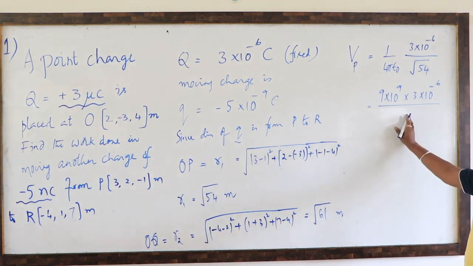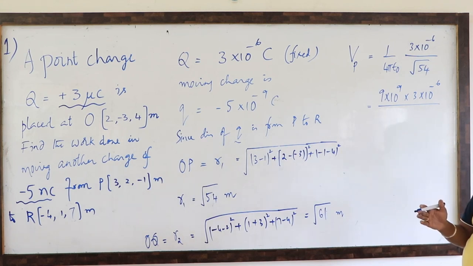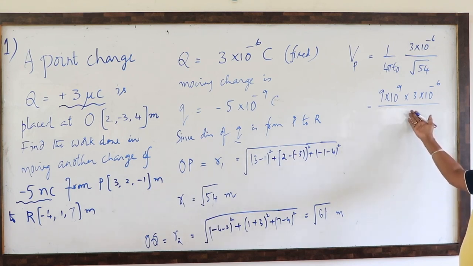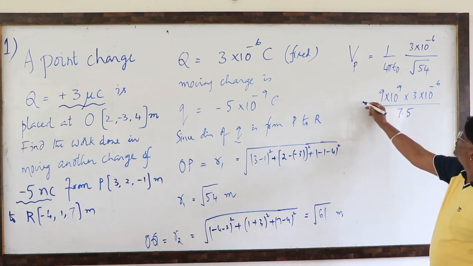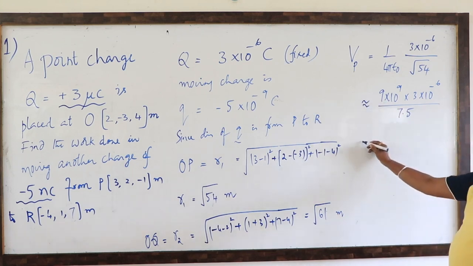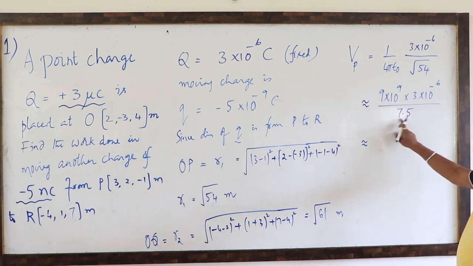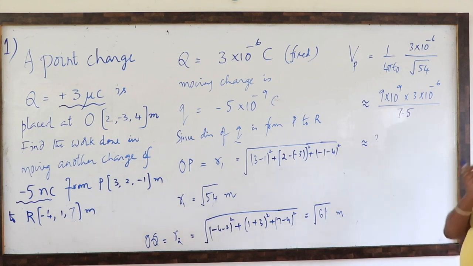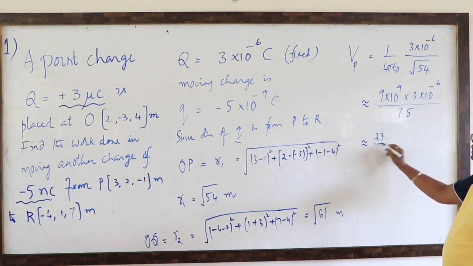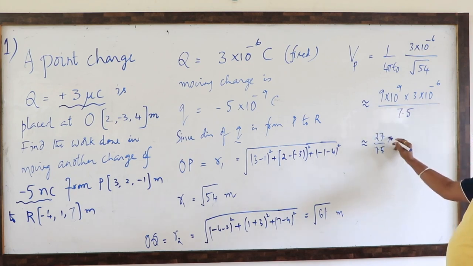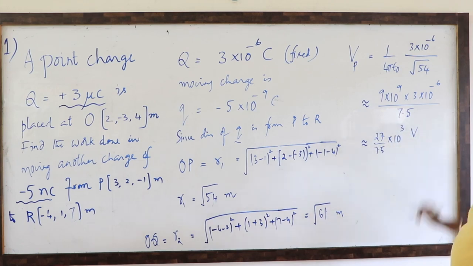Again, I am telling you, I am doing a small estimation approximation, otherwise you do it on your own. This is something I will write as some 7.5. Supposing I approximate, please remember this comes around 27 by 7.5, and this is 10 cube, and this is volt.